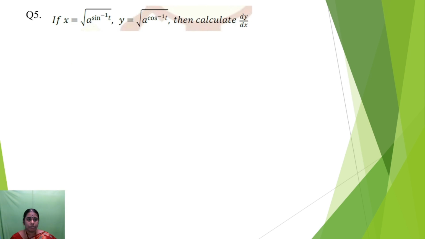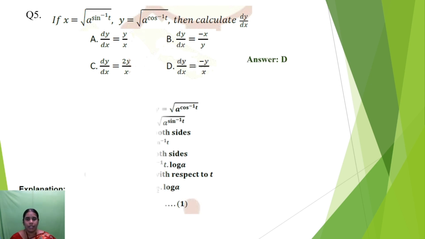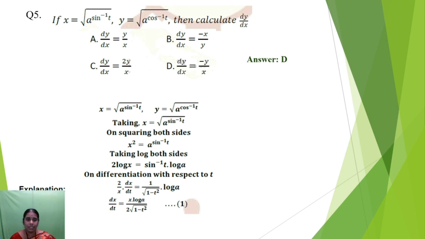Next question. If x is equal to root of a into sine inverse of t and y is equal to root of a by cos inverse of t, then calculate this. The answer is nothing but D. How are they getting it? Just find out. In this, they have inverse, they have power, they have root. So 3 terms. For the root, first we have to delete our root.